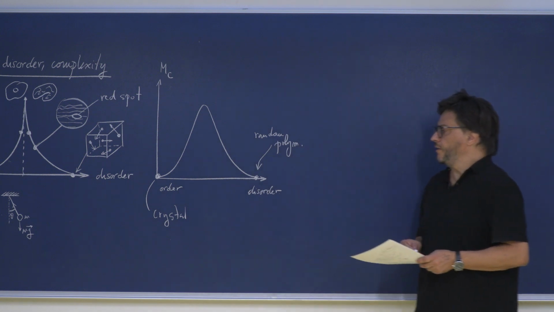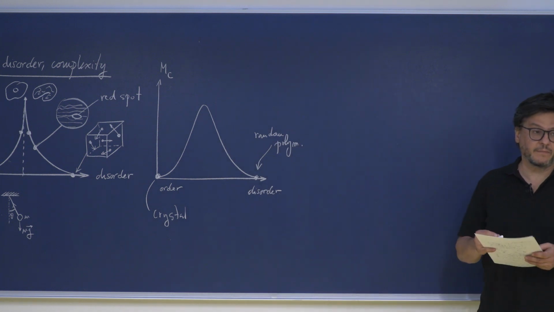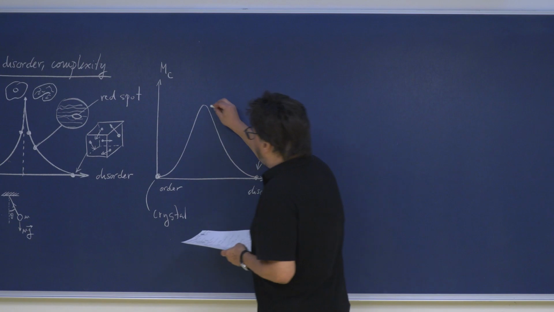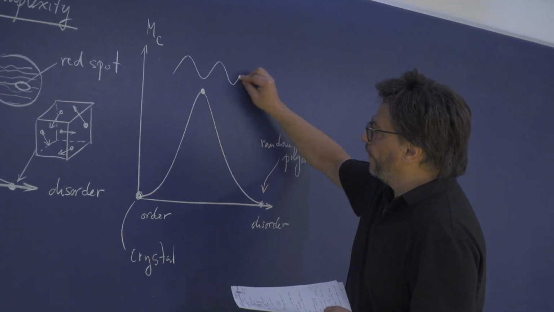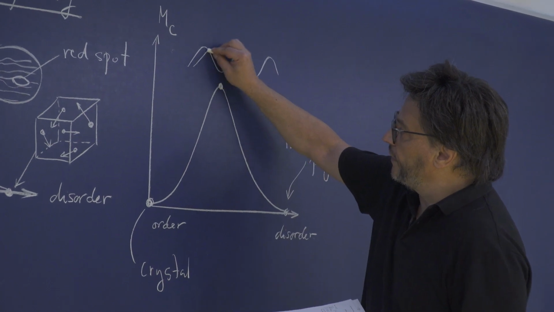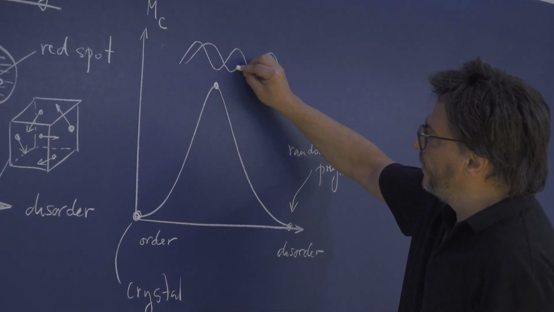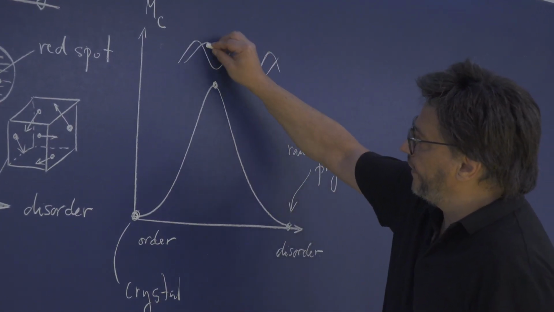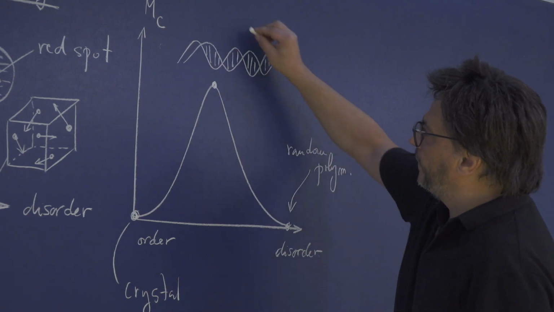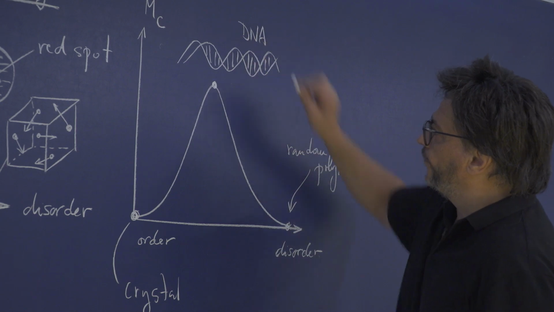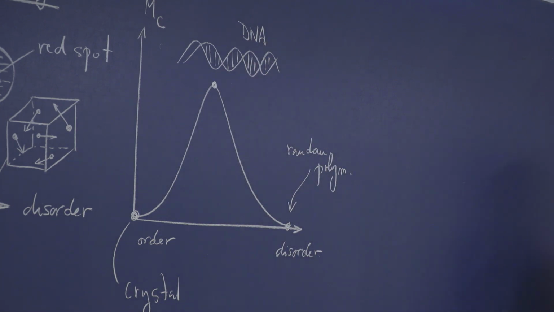Okay, and what is in the middle? In the middle, somewhere, and I want to make the point because it's important, we can have things that have an extraordinary complexity and result from evolutionary dynamics. And of course, DNA is at the top. Okay?